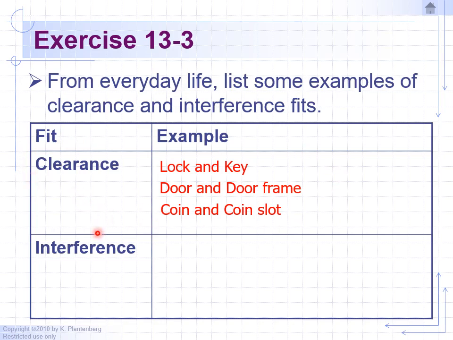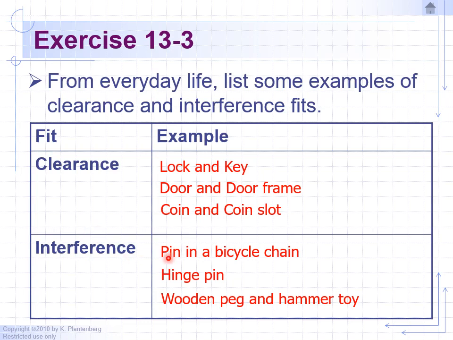Where do you see interference? A good example of interference is a bicycle chain. The pins in the bicycle chain have a slightly larger diameter than the holes that they are inserted in. Another good example is the hinges on a door. The pin is just slightly larger. You don't want the pin to slip out of the holes in the hinges. So here's another good example. The pin is always larger than the holes in the hinges.